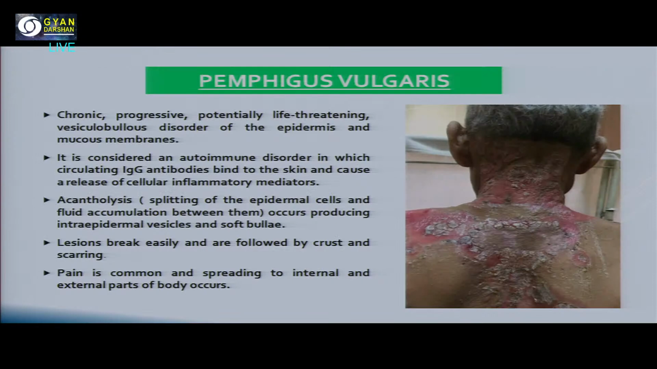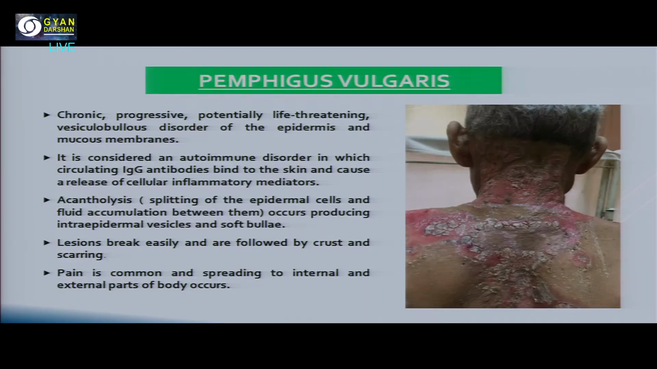The lesions break easily and they form lots of crusts and lead to scars. So usually in this patient, when the scars heal, the whole area is usually blackish in its coloration. So that has to be taken care of. Pain is also very common and it spreads to internal and external parts of the body. We will continue with pemphigus vulgaris and its management in our second part. So with this, we come to the end of the first part about the management of skin disorders. We'll carry over this discussion in the second part of the program.